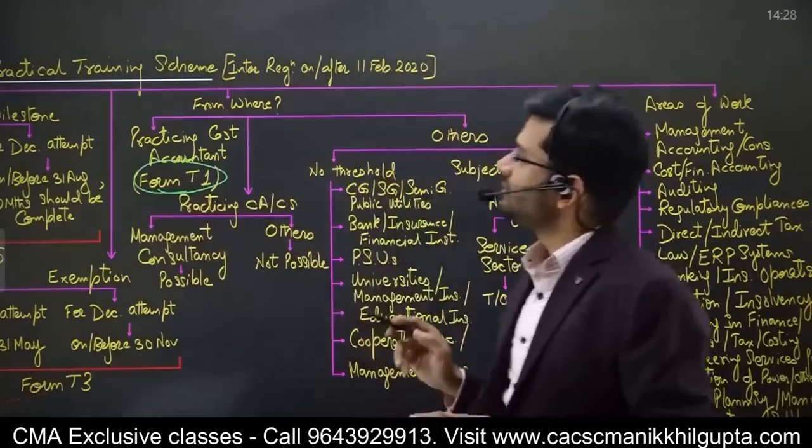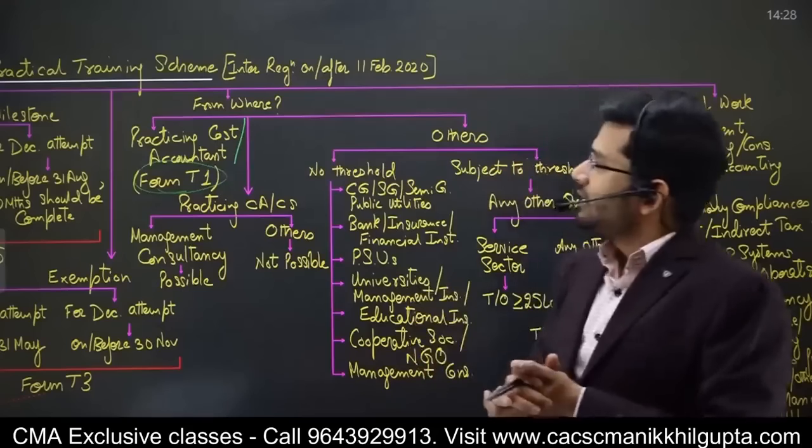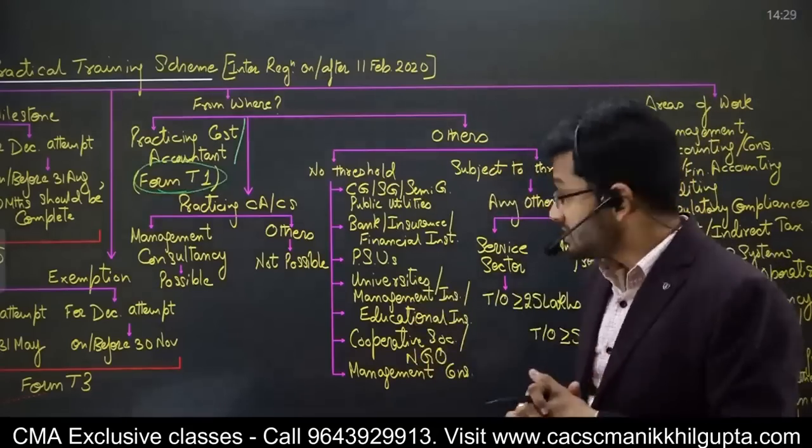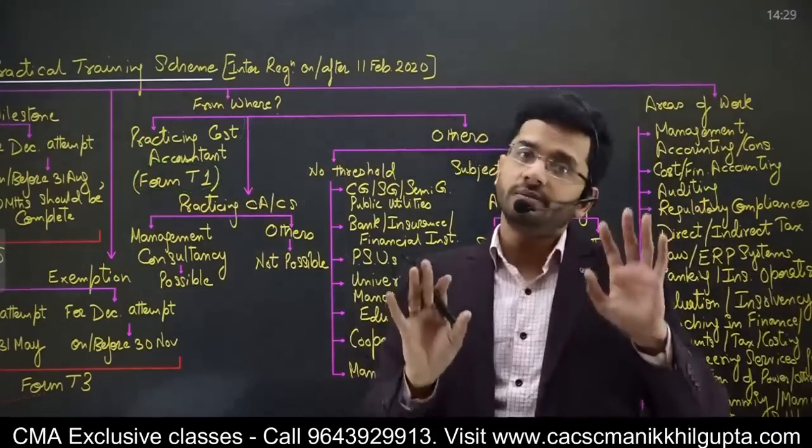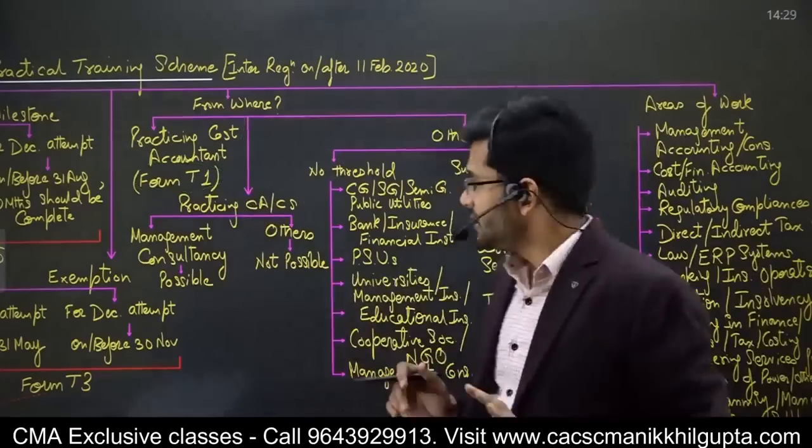Form T1 is required to be filled if you are starting your training in a practicing cost accountancy firm. And yes, the training can start as soon as you register with Intermediate. Okay, it can start from that date itself.